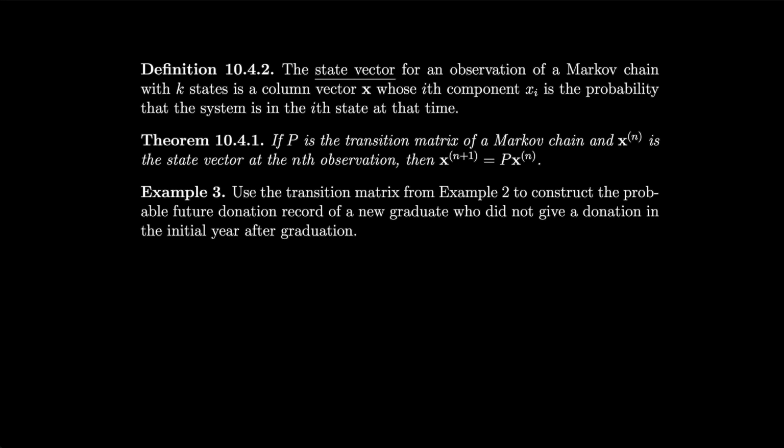How about we now use the transition matrix from example 2 to construct the probable future donation record of a new graduate who did not give a donation in the initial year after graduation. So we'll have our transition matrix P that we just wrote out. That was 0.8, 0.2, 0.3, 0.7. And we'll start with an initial state vector, x0. They did not give a donation, so the probability they gave is 0. The probability that they did not give is 1. So that's our initial vector.